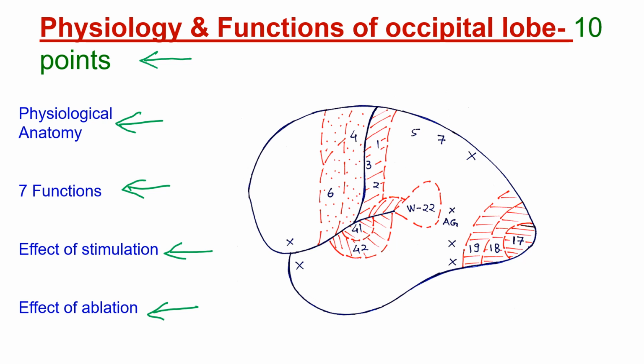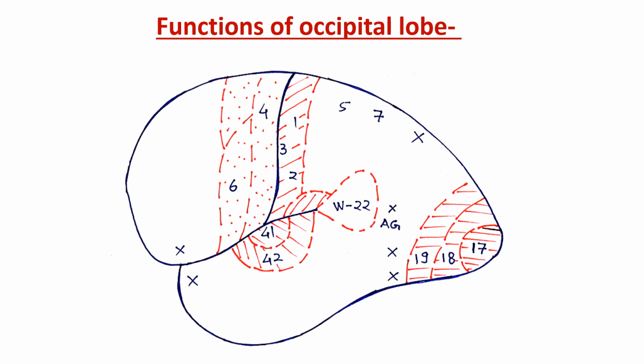Physiological anatomy, the first point, we know that occipital lobe is on posterior side of cerebral cortex. As we are doing it in physiology, too detailed anatomy is not required. This diagram is sufficient. Now we are starting functions of occipital lobe. We will do total 7 functions of occipital lobe.